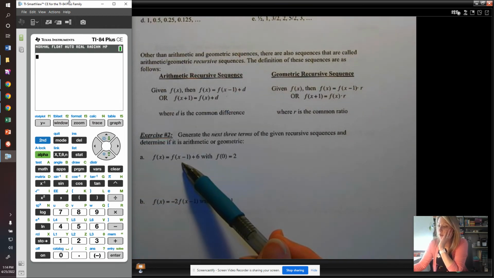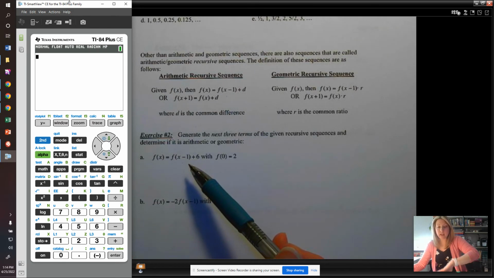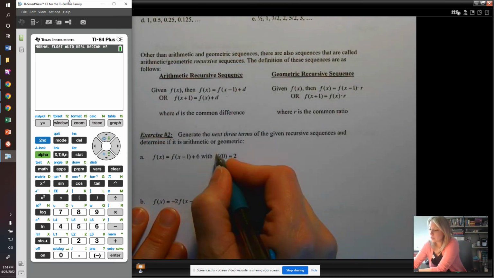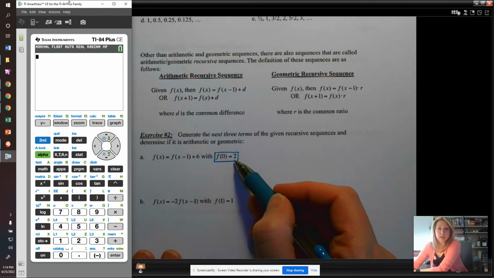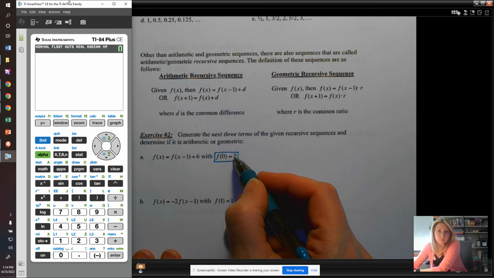We're going to start with exercise 2A, where I know I have an arithmetic recursive sequence because I'm given a plus 6. So I add 6 from my first term to get to my next terms. It gives me an f of 0, which means my initial value is 2. So this is my 0th term right here.